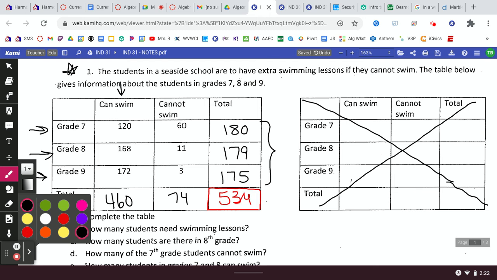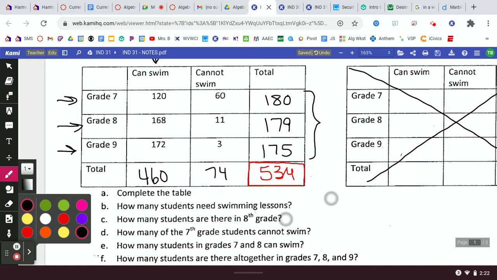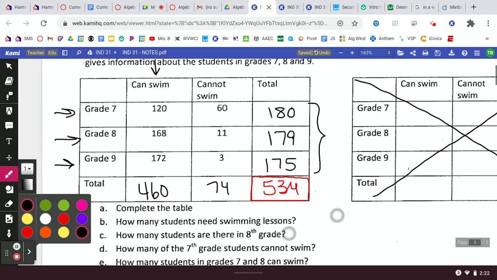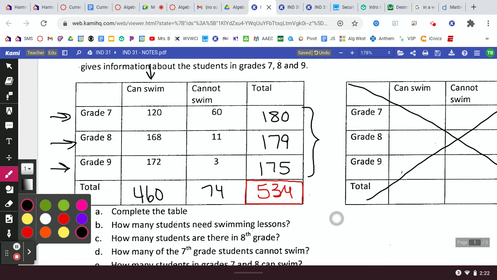So it says the students in a seaside school are to have extra swimming lessons if they cannot swim. Okay, so they have to have extra swimming lessons if they cannot swim. The table below gives information about the students in grades 7, 8, and 9. So then it says, how many students need swimming lessons? Well, we know that the students that need swimming lessons are the ones that can't swim. And we've already tallied that up, that the total number of students that cannot swim is 74. So we would answer that with that number.